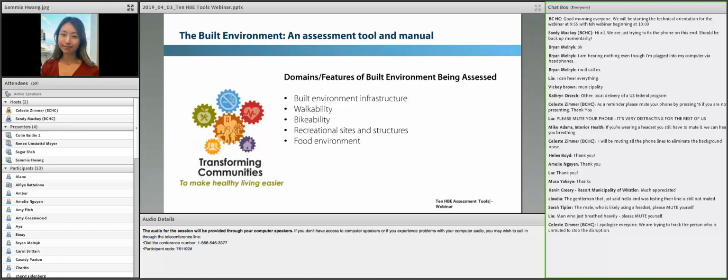The BE tool wasn't designed to assess every aspect of the built environment, except the tool assesses a set of features that was agreed upon by a few experts that developed this. So they include the built environment infrastructure, walkability, bikeability, recreational sites and structures, and food environments. This one's interesting. It does look a bit at neighborhood design, but mostly the transportation networks and what the food environment is like around the assessment area.